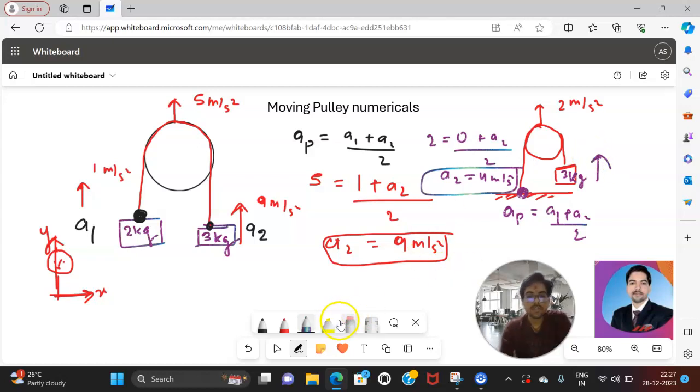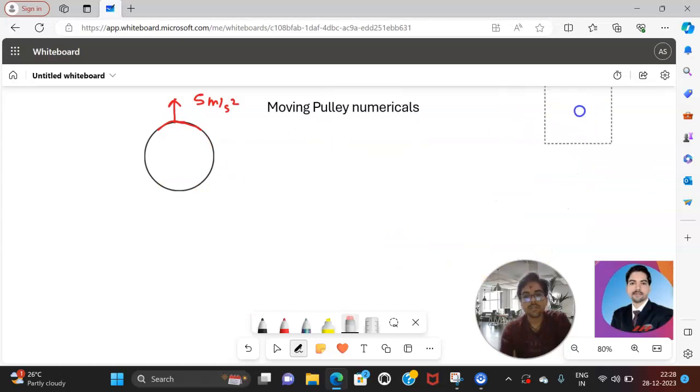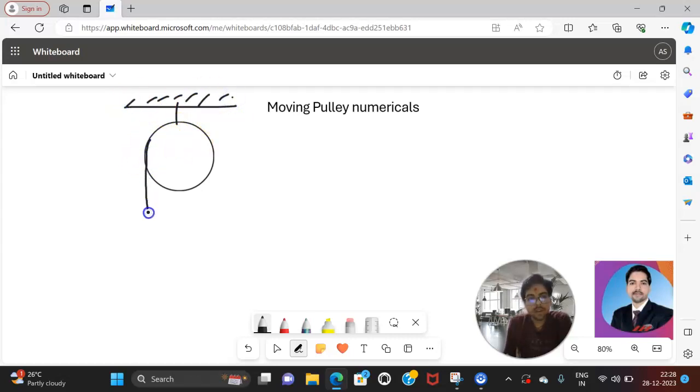Up to this, any doubt to anyone, you can ask me. Meanwhile, I am rubbing this. So any doubt to anyone? Now moving to the next problem, write down the next question. Draw the figure. This is one pulley that is fixed, and this is one block.